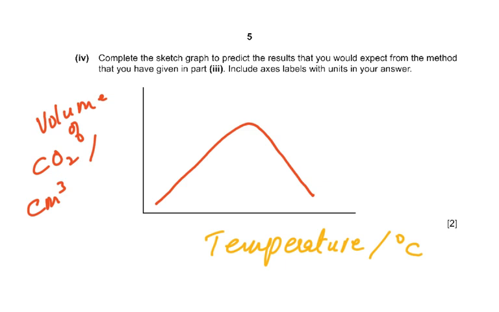And part 4 of the question is complete the sketch graph to predict the results that you would expect from the method that you've given in part 3. Include axis labels with units in your answers. So volume of carbon dioxide can either be in centimeters.